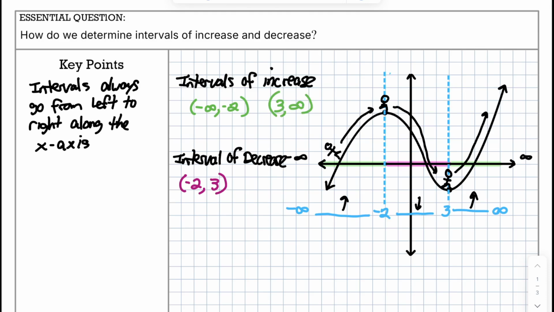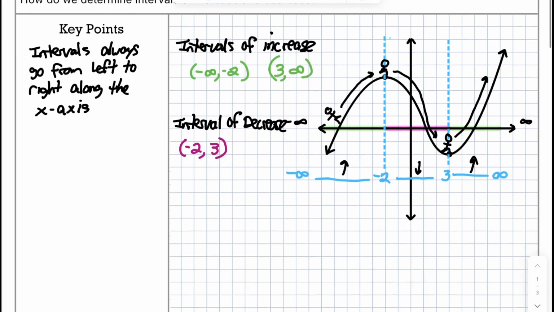So there's two intervals of increase, and one interval of decrease. We're looking at where along the x-axis our guy taking a walk is going uphill or downhill, always going from left to right. So in summary, remember, we are looking at intervals along the x-axis from left to right, and we are looking to see where the y values are increasing or decreasing.